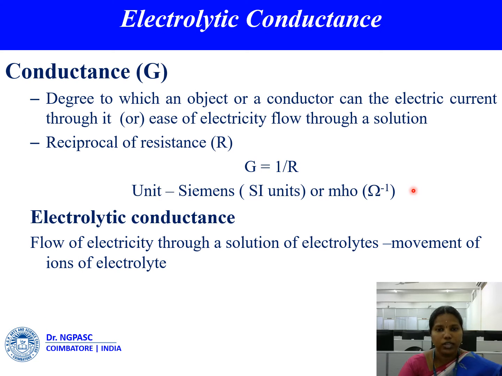So we all know that the flow of electrons will lead to the flow of electricity. The factor which is required to measure the ease of flow of ions through a solution is called conductance. It is given by the reciprocal of resistance. The symbol used for conductance is G. G is given by 1 by R. The unit of conductance is Siemens or mho.